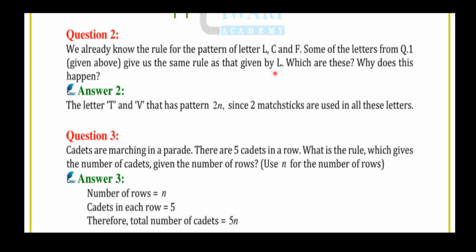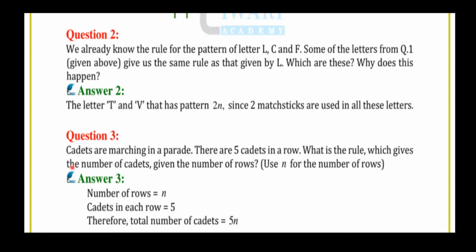So, which English alphabets are using 2 matchsticks for preparing the letter? Here we can say that letter T has 2 matchsticks, letter V has 2 matchsticks. So, T and V have the pattern 2n since 2 matchsticks are used in these letters.